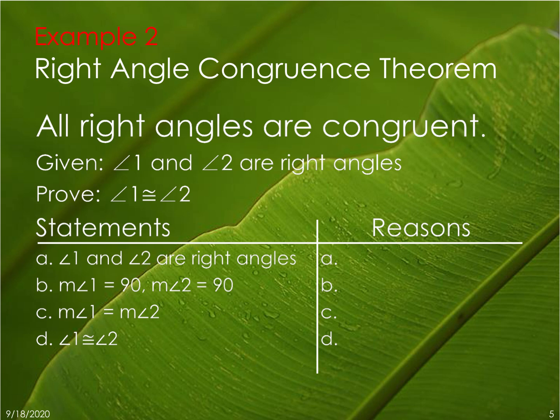All right, now they want us to write it as a 2-column proof. So I have my statements, I have my reasons. I'm going to go ahead and fill in that information. Let's do it together. Looking at it, right angle congruence theorem. All right angles are congruent. Look at what they're giving me. Keep in mind there is no diagram for this. Most of the time you will be given a diagram.